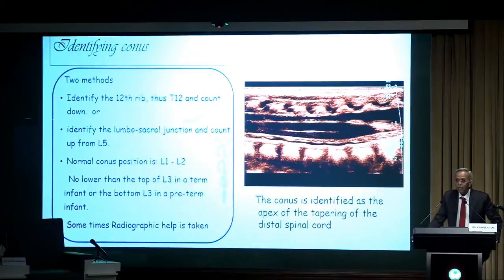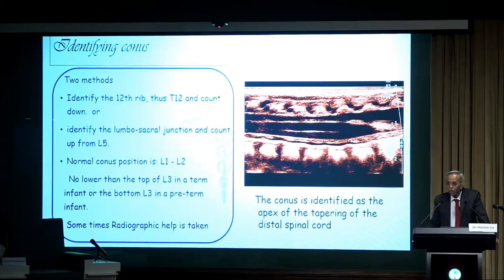Now, in the sagittal and the parasagittal scans, the most important thing is to identify the conus. How are we going to identify the conus? The normal conus, as we all know, is usually at about the lower end of L2. But in certain situations, it may be at the upper part of L3 in term babies, or at the lower part of L3 in preterm babies.